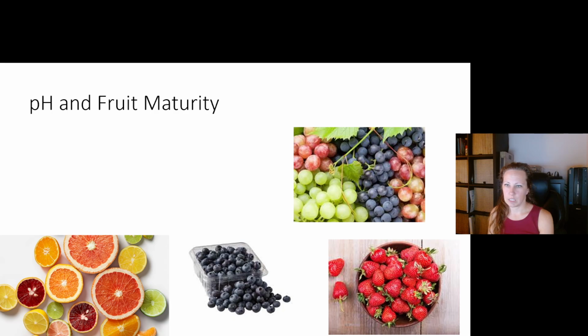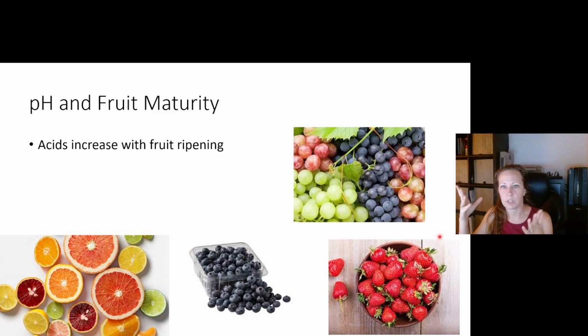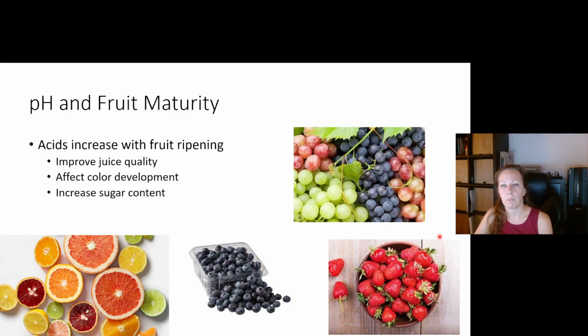Then, pH and fruit maturity. This is our last slide here. Thanks for hanging in here with a little bit over an hour long lecture for this week. Okay, so as fruits ripen, the acid level increases, okay? And this actually improves the juice quality because along with that, you get better color and it increases the sugar content. The acids work to change parts of the fruit to be sweeter, okay?